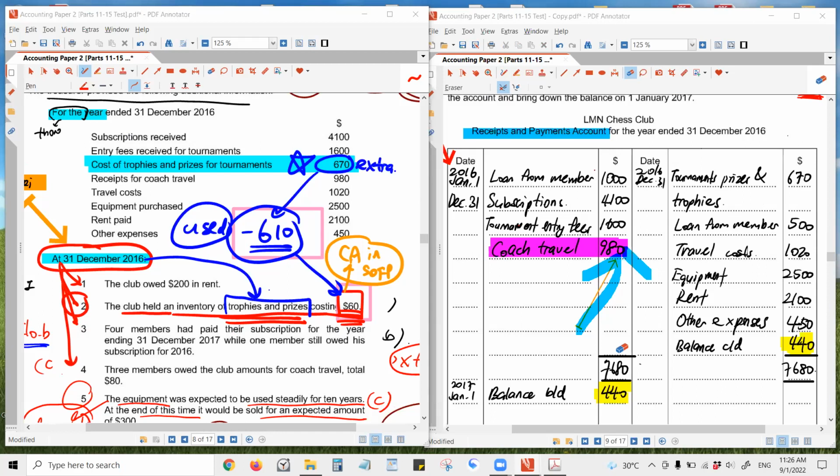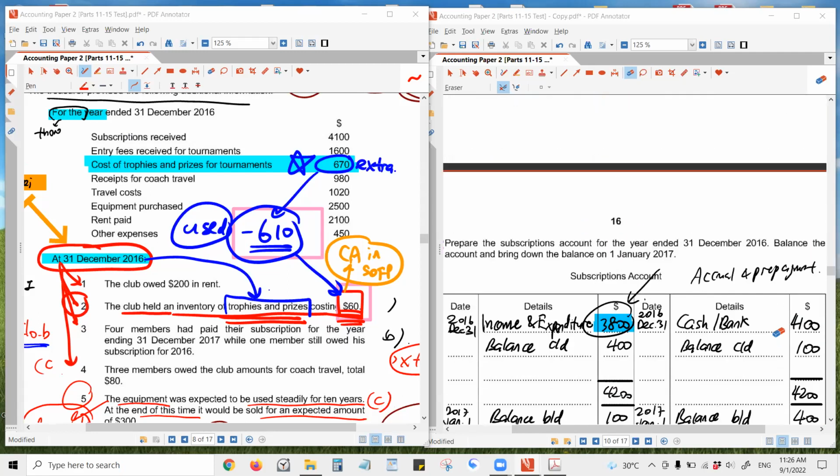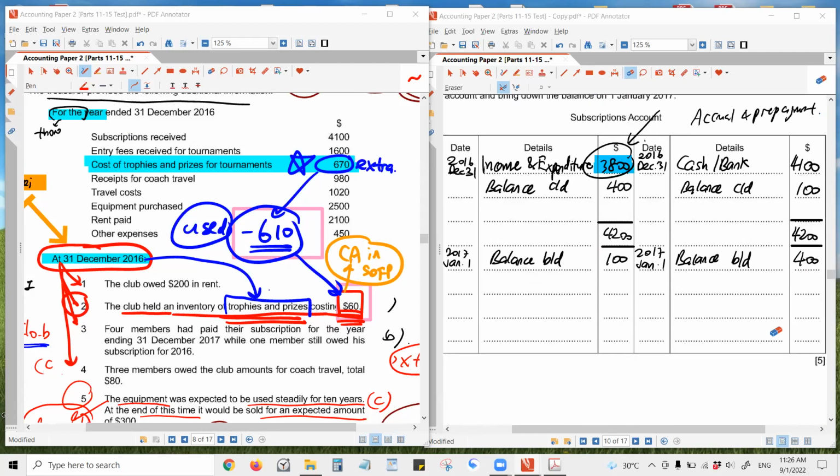It's not a current liability. Current liability means what? You owe somebody money. Do you owe somebody $60 here? No, you don't. You are not owing anybody money, right? It is something that you still own in your business. So it is an asset.